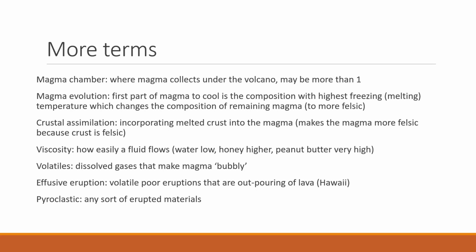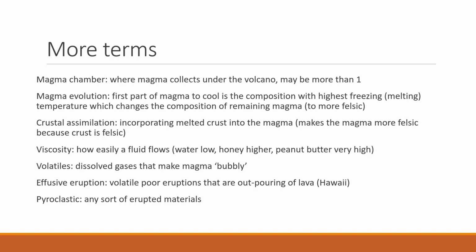Volatiles. These are the dissolved gases that make the magma bubbly. So when we looked at our pumice as a rock last week, the volatiles are what make it have the air holes. Effusive eruption. I think this is the first one that you haven't actually seen. This is where you have a volatile poor eruption, and so you tend to have an outpouring of lava without a lot of spitting and bubbling, and it's just flows. So think about Hawaii.